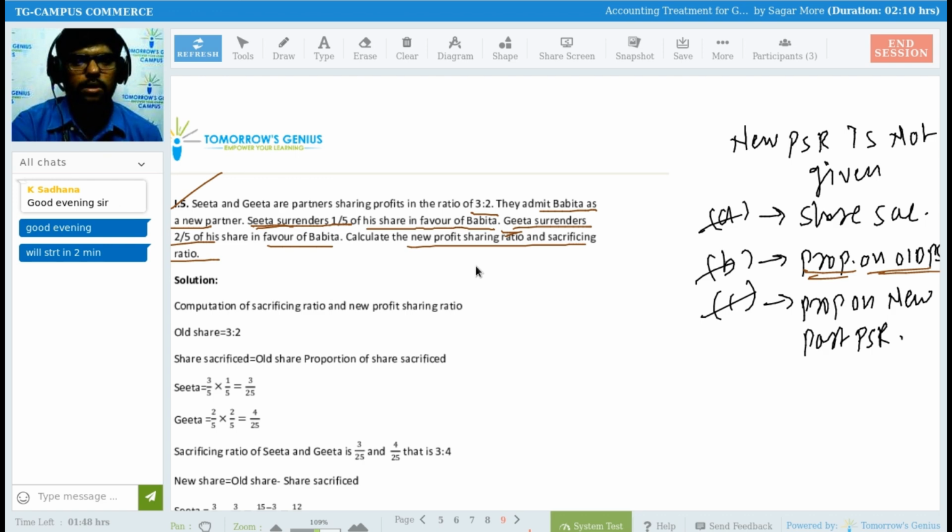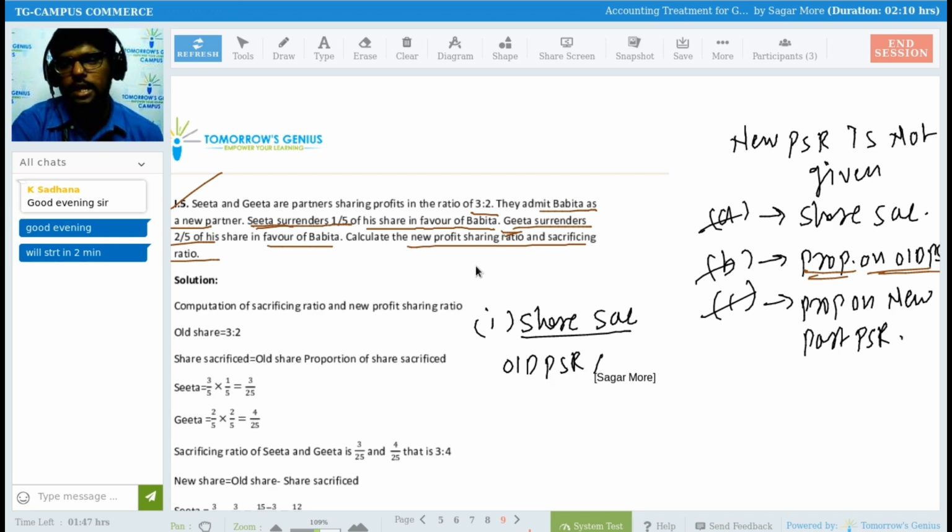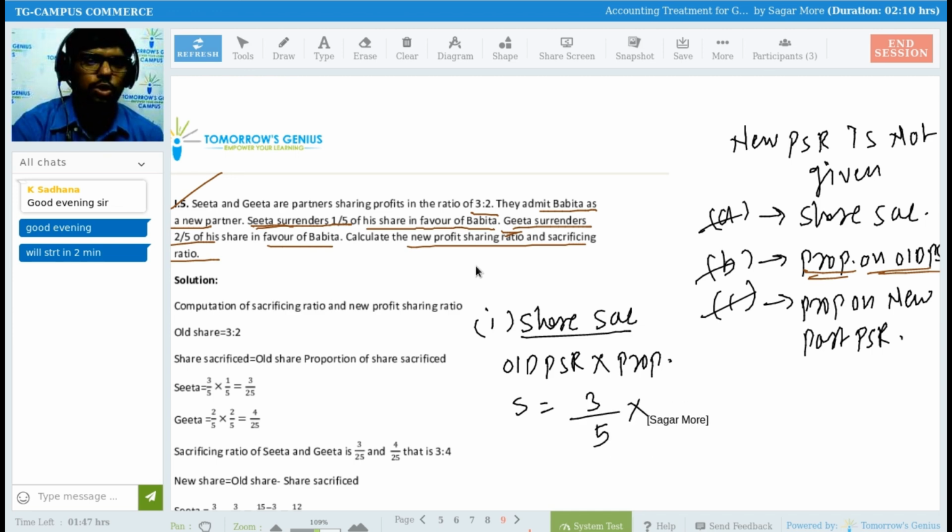In B case, what do we have to do? What is the first step? So first step we have to calculate share sacrifice. And what is the formula for that? Yes, old PSR, or old share, multiplied by proportion. So for Sita, what am I going to do? Sita's old share is 3/5, and I will apply her proportion. How much did she surrender? 1/5. So I will be applying 1/5 for Sita.